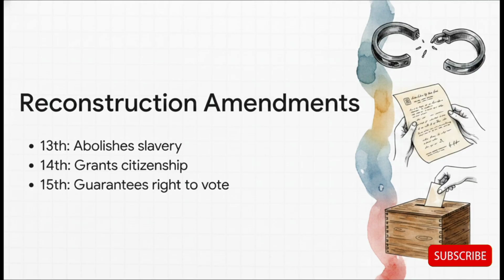So, the crucial point is the cornerstone of this era, the passage of 3 immensely powerful Reconstruction amendments. The 13th abolished slavery. The 14th granted citizenship and equal protection under the law. And the 15th guaranteed the right to vote regardless of race. The Constitution was being fundamentally rewritten to finally secure these long-denied civil rights.